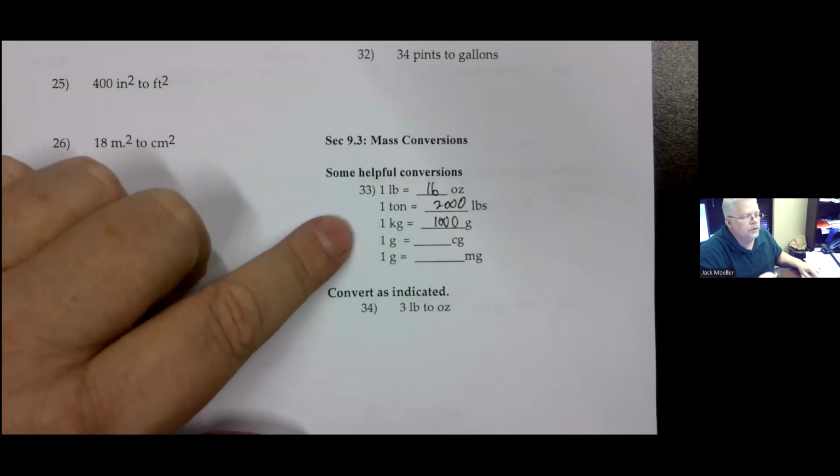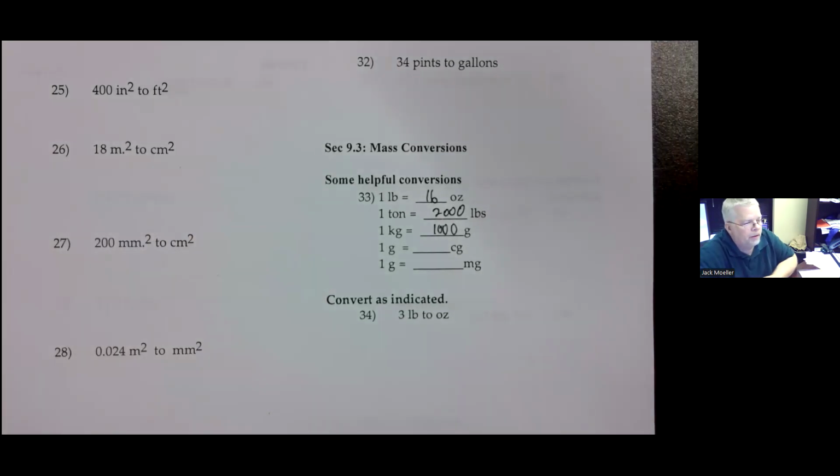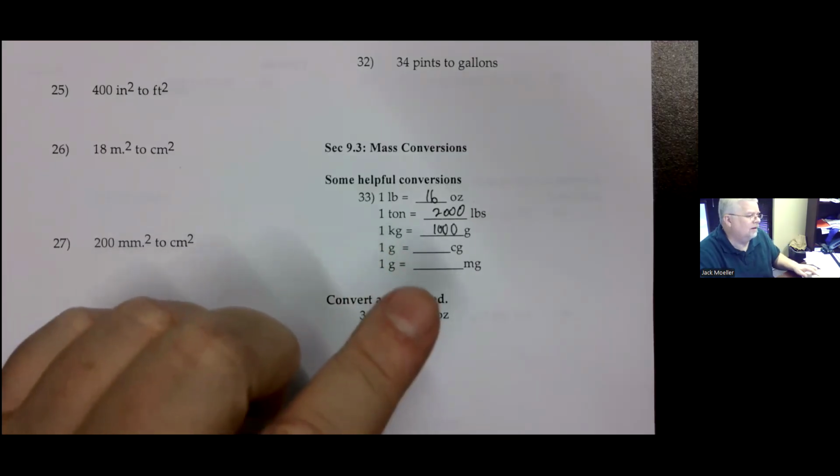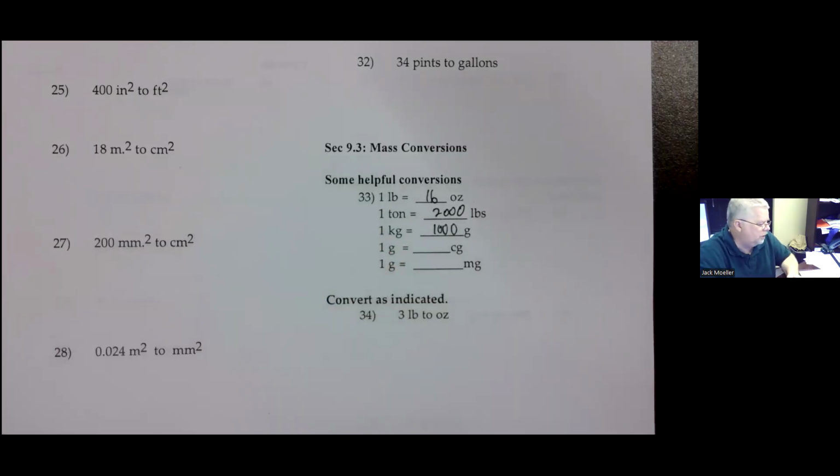So, some conversions. 1 pound is 16 ounces. 1 ton is 2,000 pounds. Now that's in the English system. In the metric system, 1 ton is 1,000 kilograms, but the English is 2,000, and officially it's called a short ton. I don't know why for sure, but the metric ton is 1,000 kilograms. The English ton is 2,000 pounds.